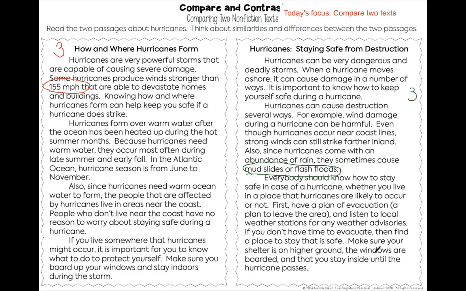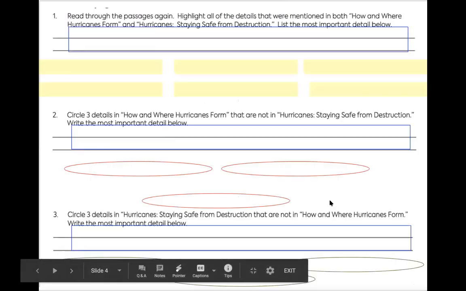And so you're really, really going to have to look closely to figure out, okay, well, this one says, I don't know, people need to protect themselves. Oh, well, this one does too, so that's not unique. But if it says something like hurricane season is from June to November, well, this one doesn't mention hurricane season, so that's a good way to go about it. I'll get through to the last one here. And then just with these, write the most important detail below. This could be kind of a main idea statement for each article.